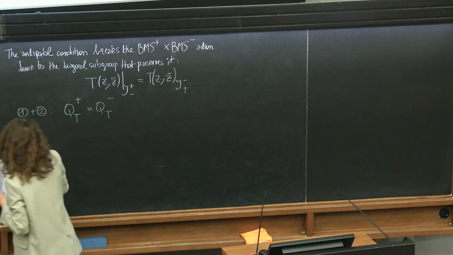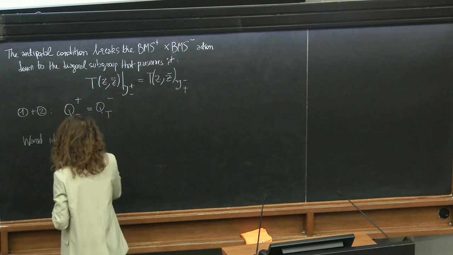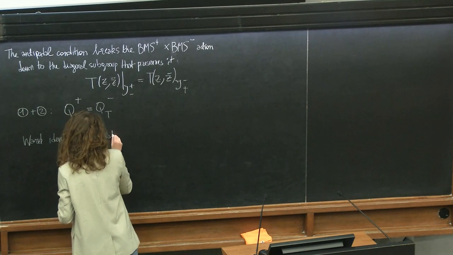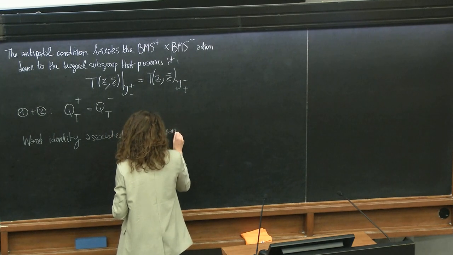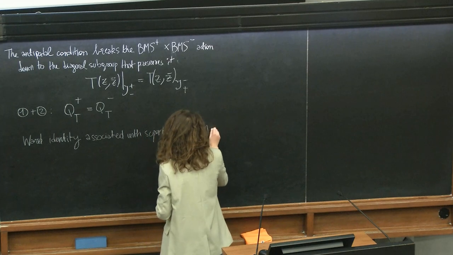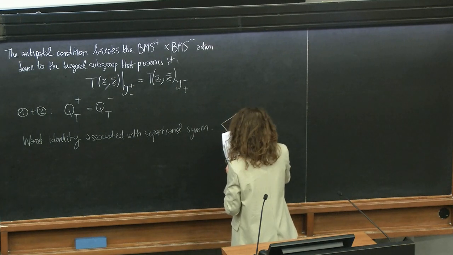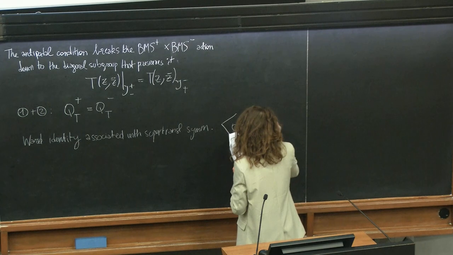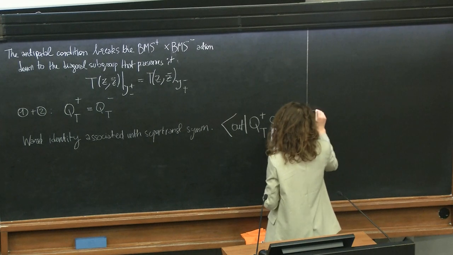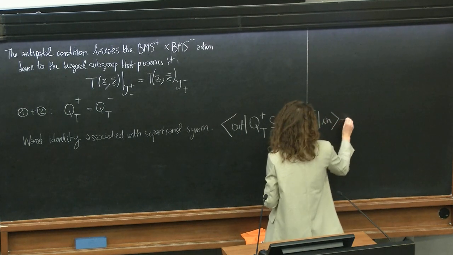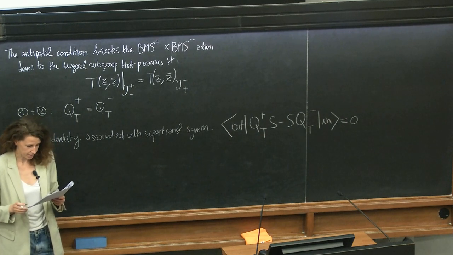So the Ward identity associated to supertranslation symmetry is the statement that, if it's a symmetry, it should commute with the S matrix. So this will be the form of the Ward identity that is implied by a supertranslation symmetry.